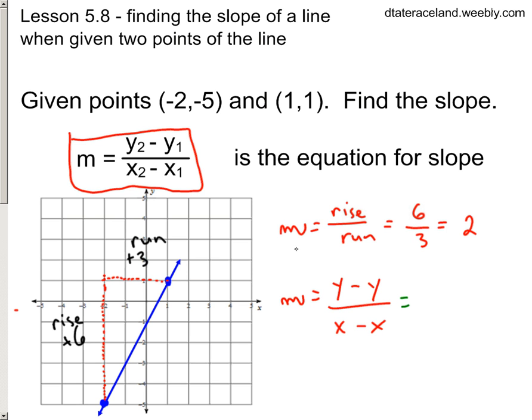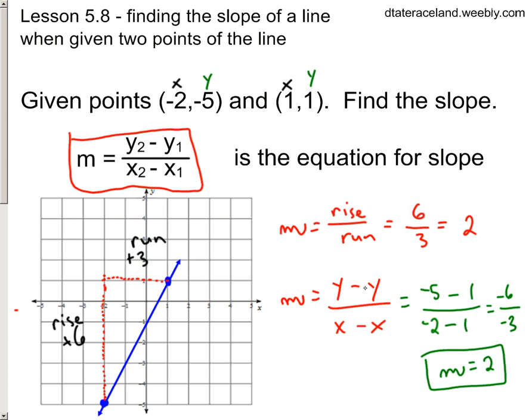Well, my first y was -5, and my second y was 1. So let's just plug that in. -5 minus 1. And then my x's, here's an x, so -2 goes on right here. Get the minus sign in there, and here's an x right here, so let's just minus 1. Well, -5 minus 1 is -6. Don't worry, it'll work out okay. And -2 minus 1 is -3. And -6 divided by -3 is 2.